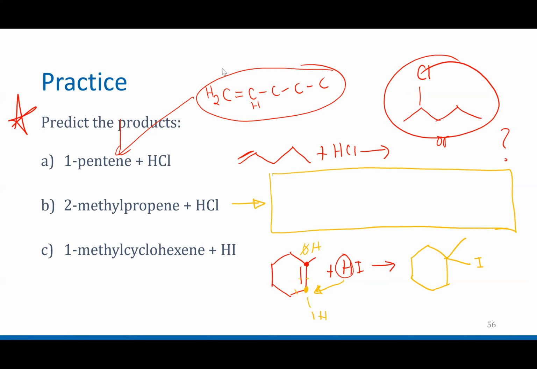Mr. Mark, yes? What about the H? No need to write it in the products? No, remember we don't write H's in skeletal formulas.